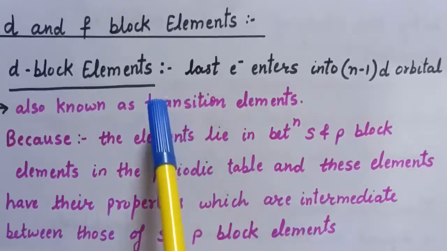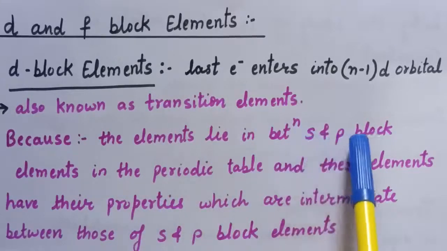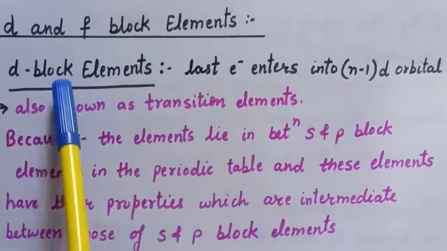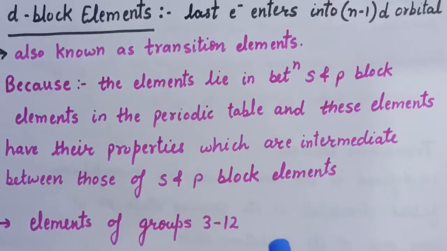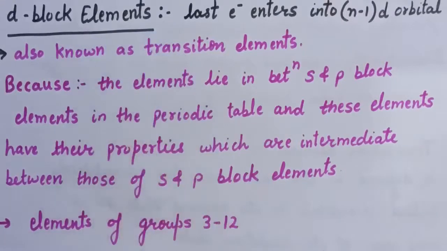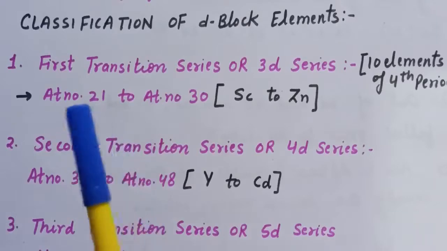That is why they are known as transition elements, because they lie between S and P block elements and the properties are intermediate between S and P block elements. That is why these D block elements are also known as transition elements. And elements of groups 3rd to 12 will come under D block elements. Now next is classification of D block elements. So in periodic table, D block elements are classified into 4 series.